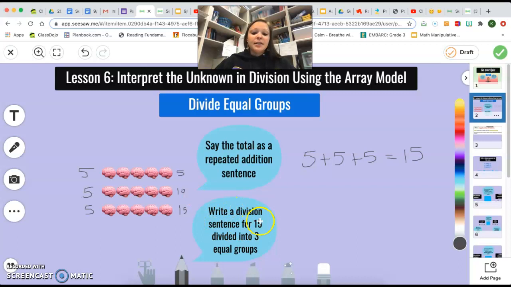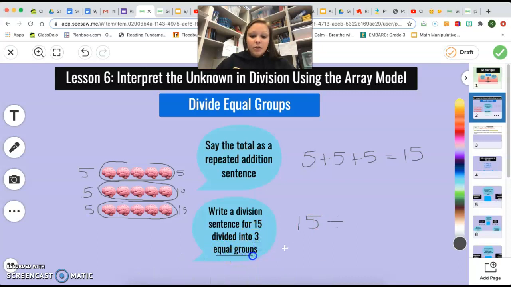Now we're going to write a division sentence for 15 divided into 3 equal groups. Well, really we do have 3 equal groups. Here's a group, here's a group, and here's a group. So we know when we write a division equation, we start with our total. So our total is 15. We are dividing them into 3 equal groups because that's what it tells us to do. So we're going to divide by 3. And our quotient, or our answer, is going to be how many are in each group. Well, we already know that. There's 1, 2, 3, 4, 5 in each group. So 15 divided into 3 groups equals 5.